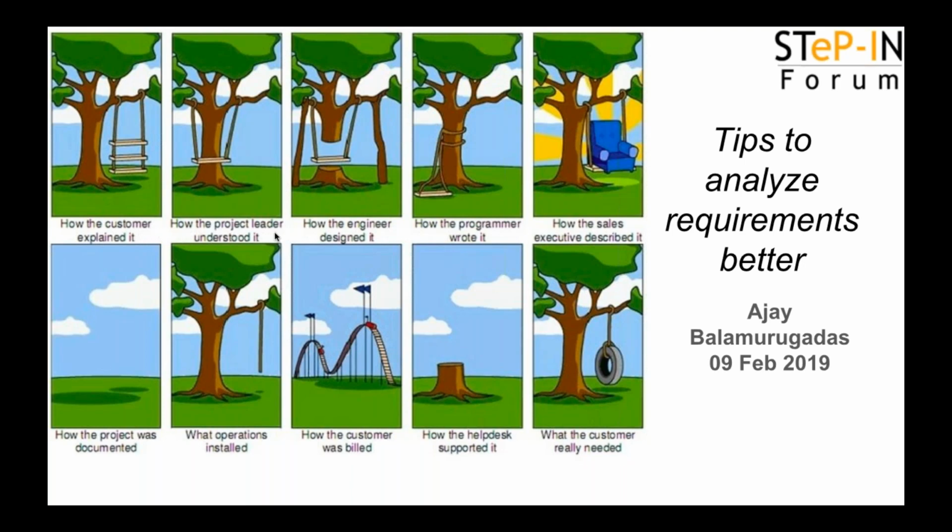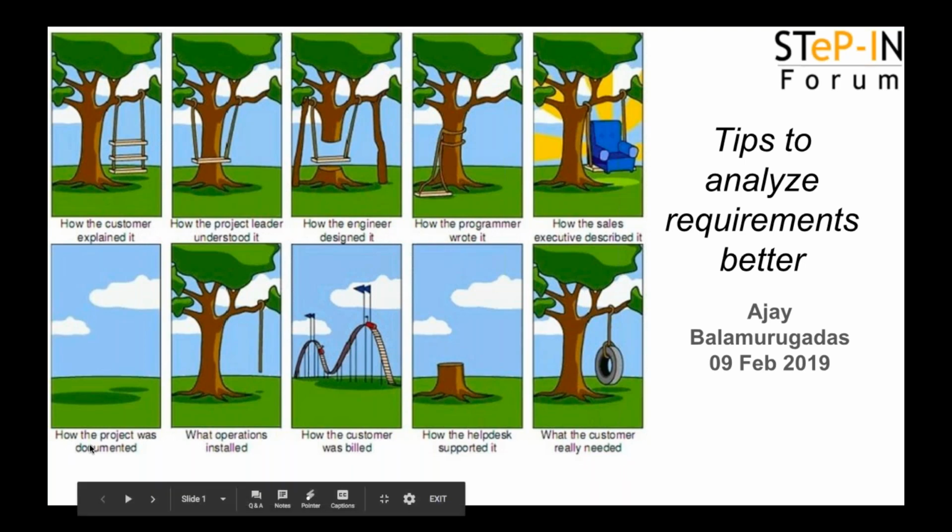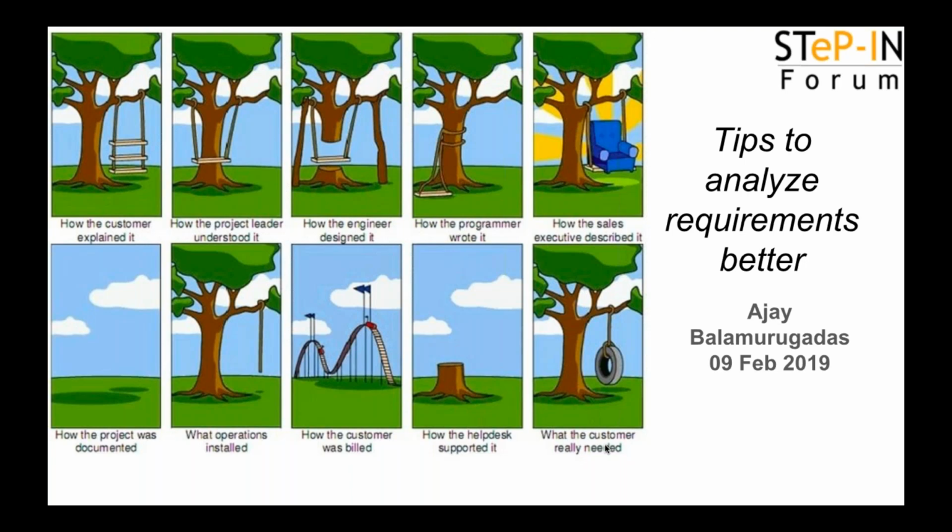So customer 1, project leader 2, engineer 3, programmer 4, sales team 5, maybe the documentation team 6, operations team 7, help desk 8. So if you see, there are at least 8 stakeholders involved in the project, right? And you are well aware that even in your project, there could be more than 8 people, and each stakeholder has their own interpretation as well as expectation of a requirement.